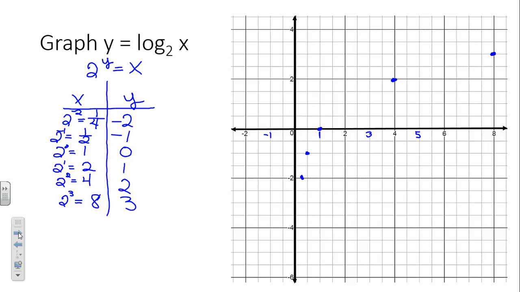All right, so can everyone see what it's going to look like? We kept going, shooting off in that direction. And then coming down here, and it's going to be asymptotic to the y-axis. Okay. So far, so good? Okay.